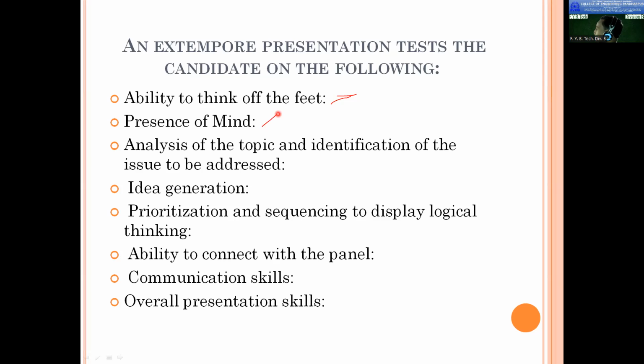Presence of mind, we just discussed it, that you have to be ready immediately, and depending upon the situation, you will be able to reply, talk, arrange your thoughts logically and present them. So that is presence of mind.